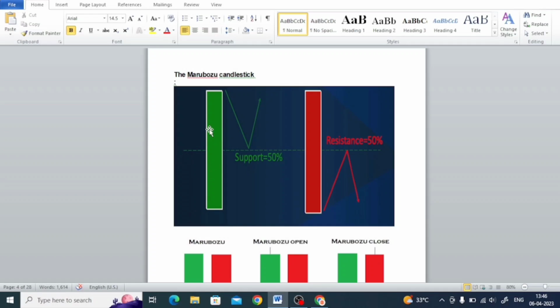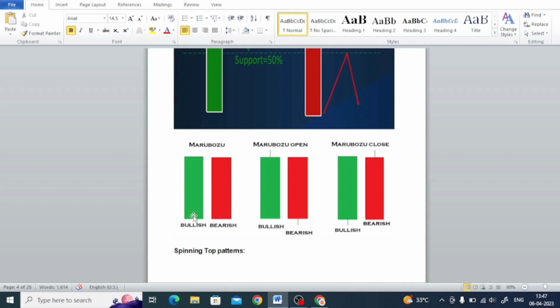Suppose this is the Marubozu candlestick. The next candle opens in that place. If the candle is falling to 50 percent of the previous Marubozu candlestick, it may reverse in this place, at 50 percent of this level. This is the strong support area.